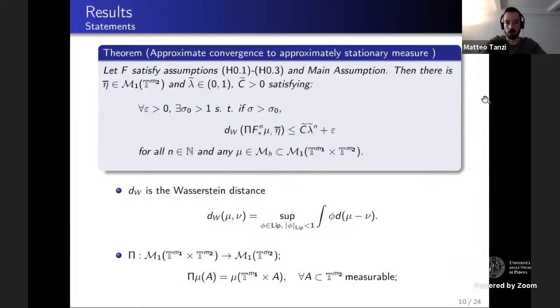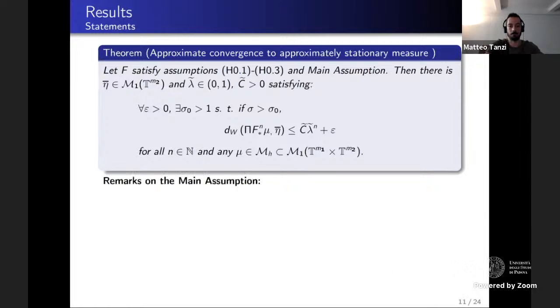Okay, so now I'm going to comment on this statement. And the first thing I'm going to comment on is the main assumption. We know that there are results in the theory of Markov chains that allow us to check if a certain operator exhibits geometric ergodicity.